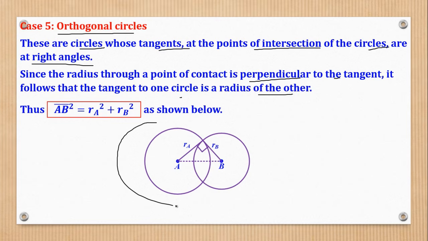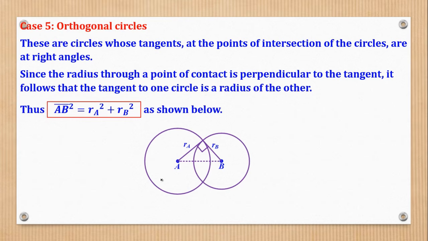Therefore, just as you see them here, this is the tangent to circle A and this is the tangent to circle B. So the tangent to circle B is the radius of circle A, and the tangent to circle A is the radius of circle B. And this angle must be 90. Then A and B are the centers. So in that case, we use Pythagoras' theorem, where AB is the hypotenuse. It will be equal to this squared plus this squared.